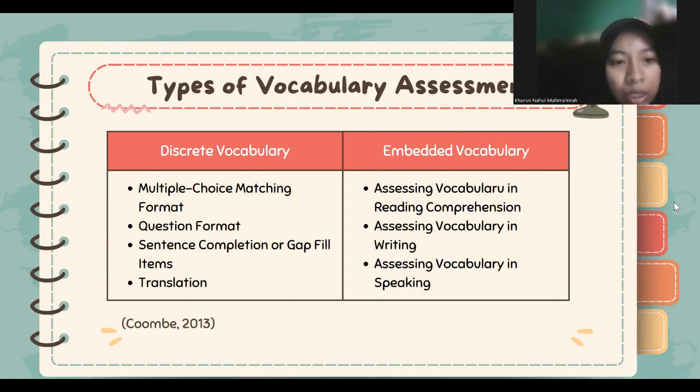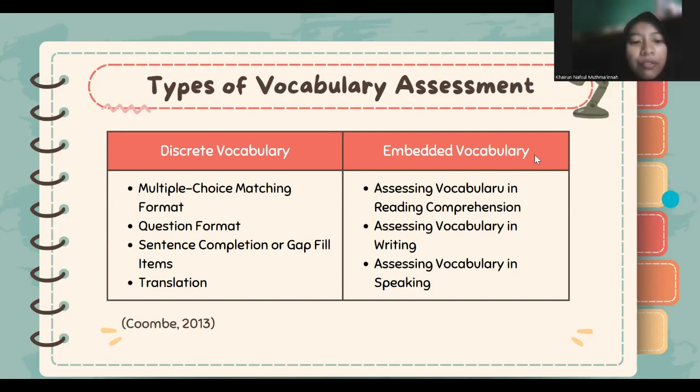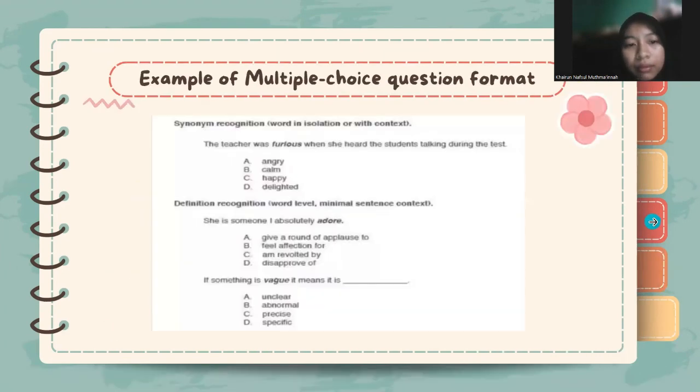So these are the examples of discrete vocabulary. The first one is multiple choice, matching format, question format, sentence completion or gap fill item, and translation. And embedded vocabulary: there are assessing vocabulary in reading comprehension, assessing vocabulary in writing, and assessing vocabulary in speaking. Okay, now let's see the examples of the several types of vocabulary assessment.